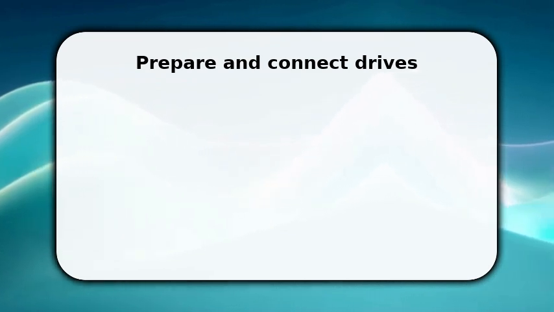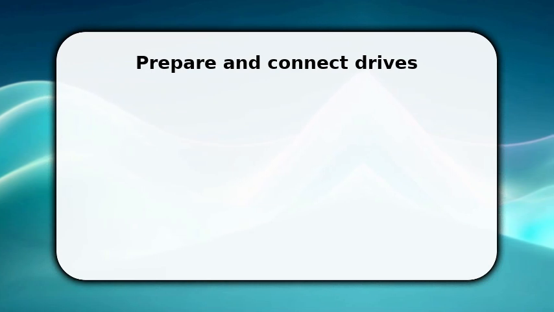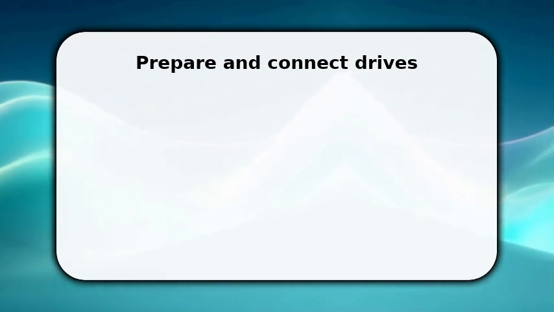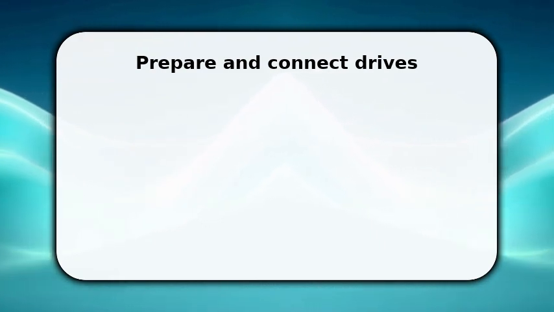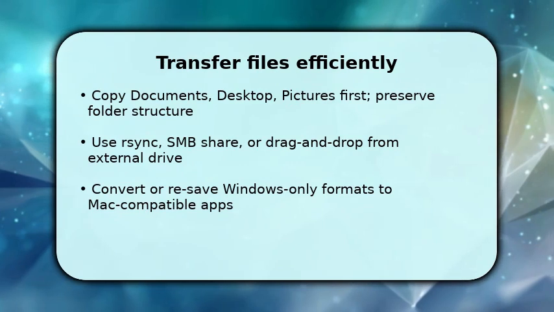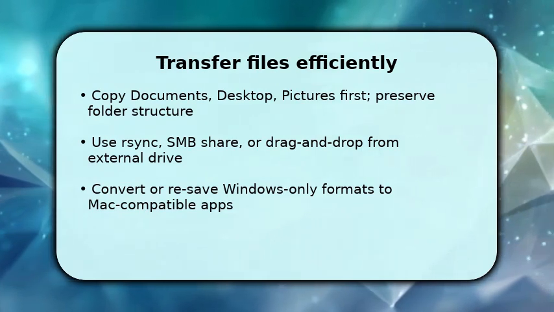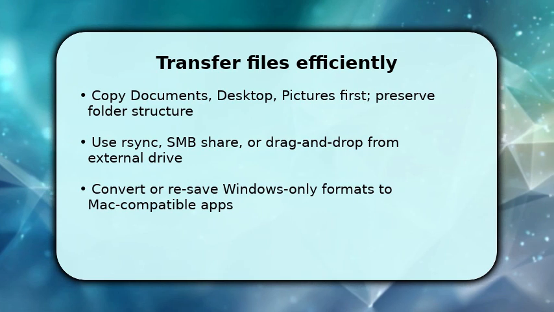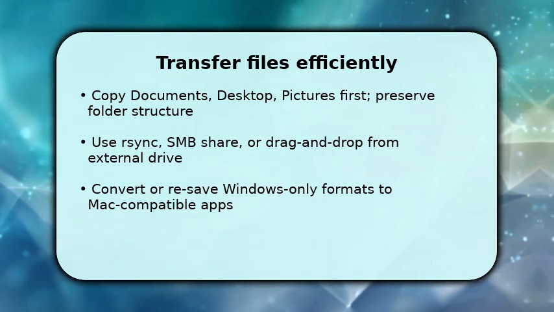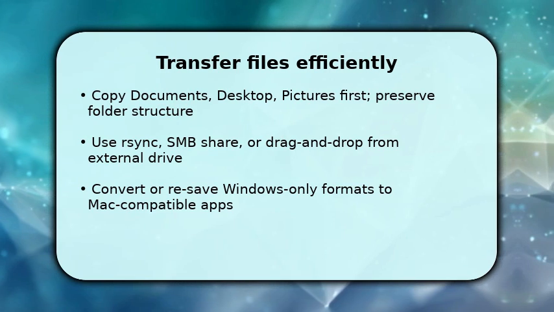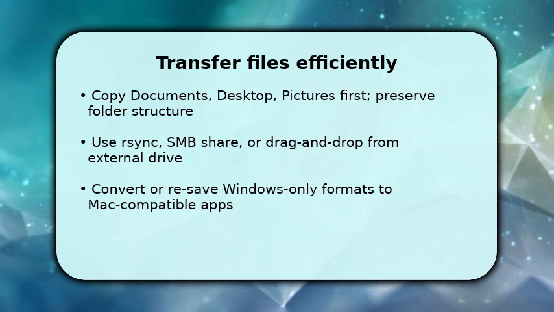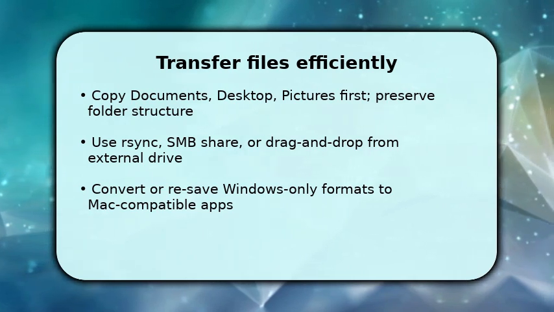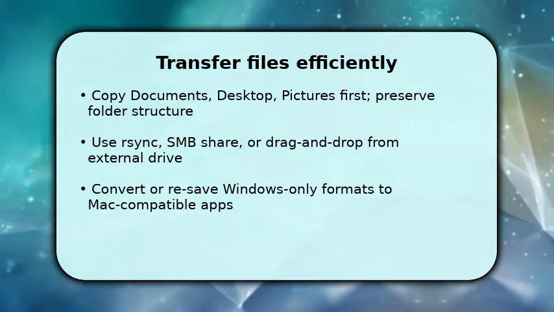Make sure both machines are awake and on the same network if using Wi-Fi, or connect via Ethernet for faster, stable transfers. Begin with your primary user folders, Documents, Desktop, and Pictures, because applications often reference those paths. If using an external drive, drag and drop while preserving folders. If using network transfer, mount the Windows SMB share on the Mac and use rsync or the Finder to copy. Rsync preserves permissions and resumes interrupted copies.